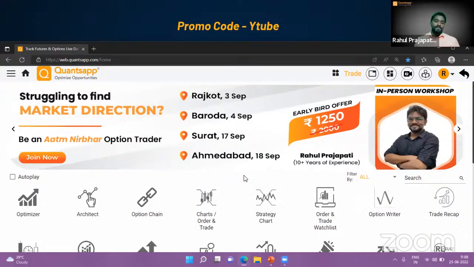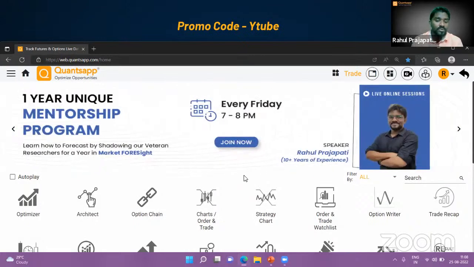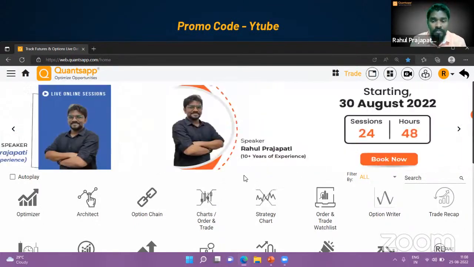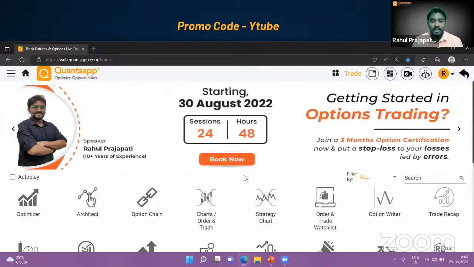Simply, you can use the option chain and all this simple data that we use. This might help you create a trading setup, and then you can make money out of it. So that is the agenda only.